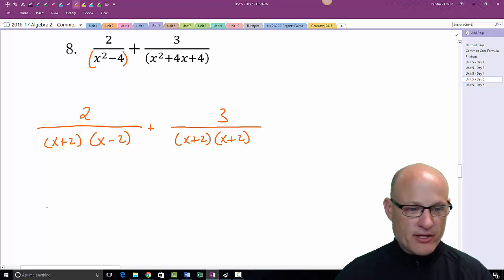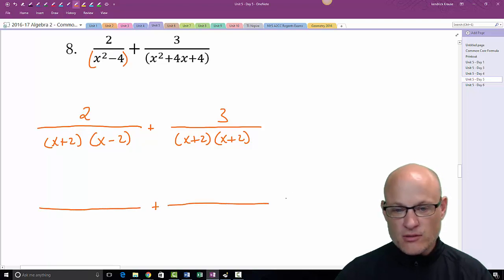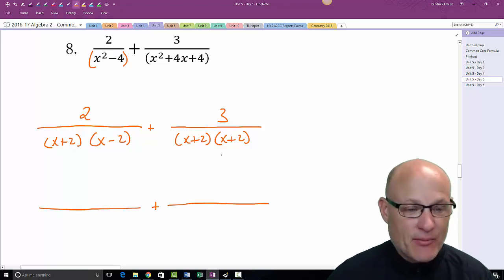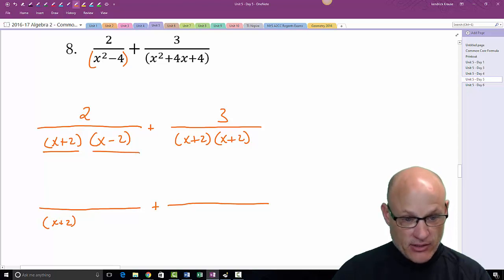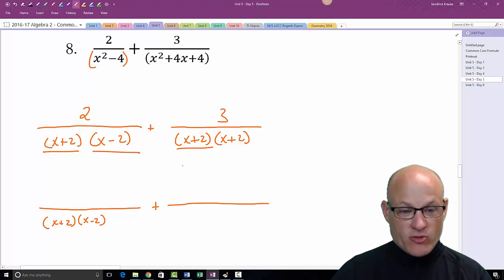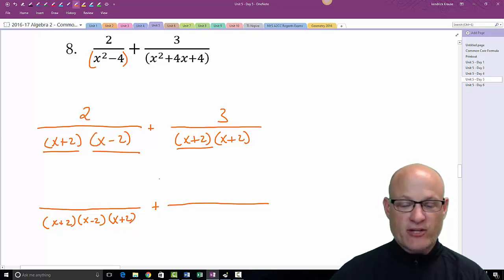All right, so now we got to make sure on what's going to be in our common denominator. Well, I need an x plus 2. I need an x minus 2. Oh, I have an x plus 2. Wait, I need another x plus 2. I do. I have to. So that's my common denominator. 2 x plus 2's and an x minus 2.